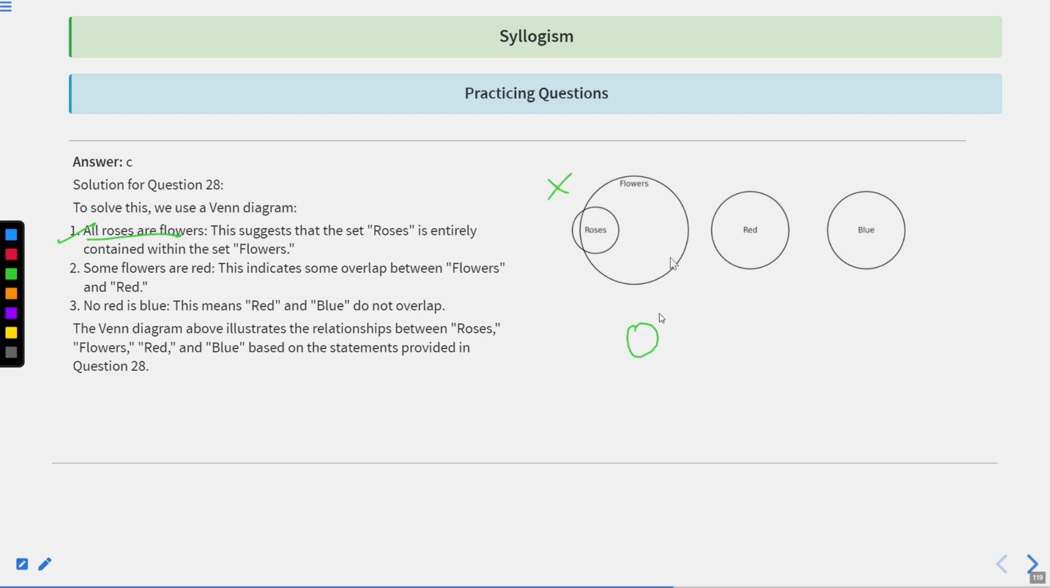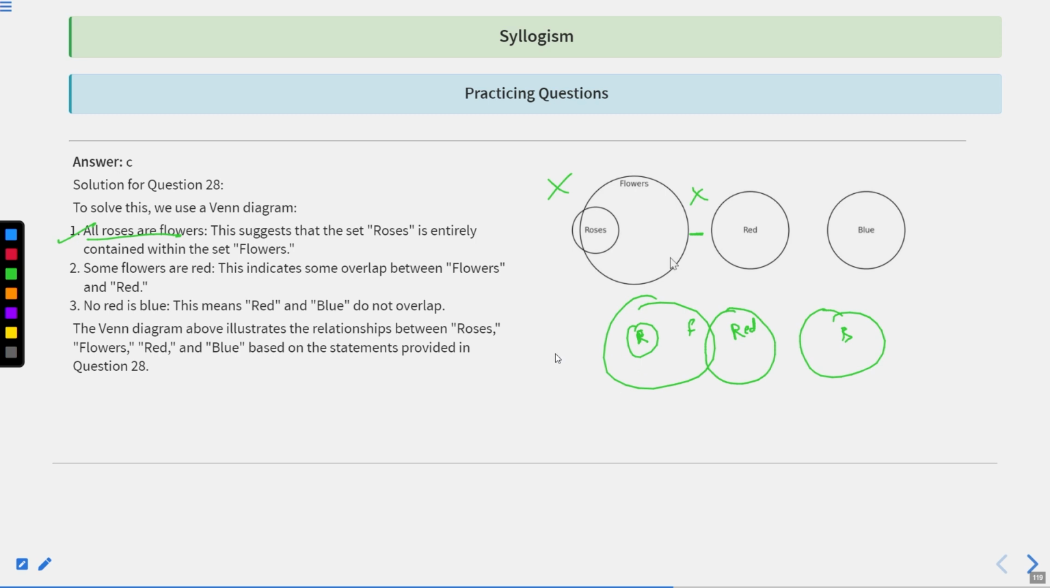Why? As you all know, this would have been the correct representation of statement number 1, where this is representing roses and this is representing flowers. Some flowers are red. There is a clear gap between flowers and red, which is also not correct. The correct representation should have been like this: flowers in red, and let's make it red for your better understanding. And then no red is blue. This is the correct representation. No red is blue. So this is blue.